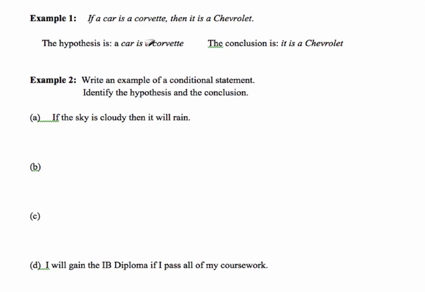So an example here is, if a car is a Corvette, then it is a Chevrolet. We can call this the P, and this the Q, and P implies Q is the statement, right? It's a conditional statement. So the hypothesis is P, and the conclusion here is Q. So if P, then Q. If a car is a Corvette, then it is a Chevrolet.